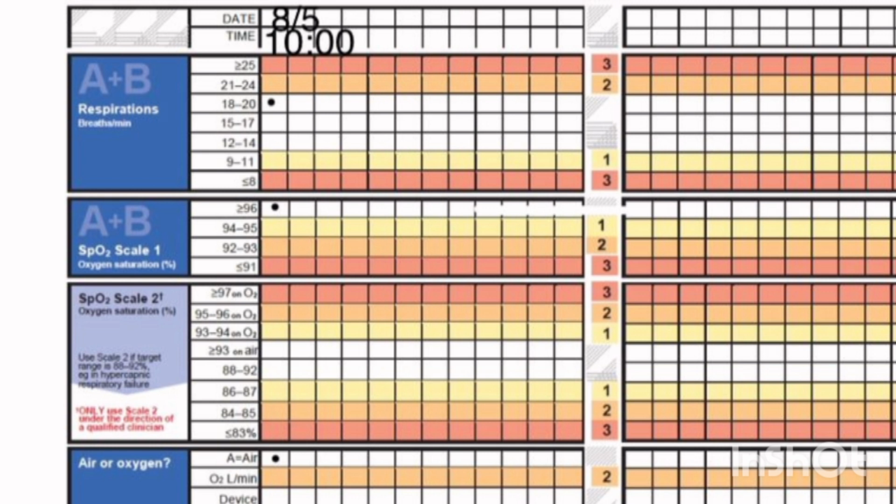Now let's go to air or oxygen. We were told that this patient is on air. So it means the patient is not on oxygen. When a patient is on air, trace it under the score, the patient is scoring 0. But if the patient were to be on oxygen, the patient would have been scoring 2 for that parameter. But in this case, the patient is scoring just 0.